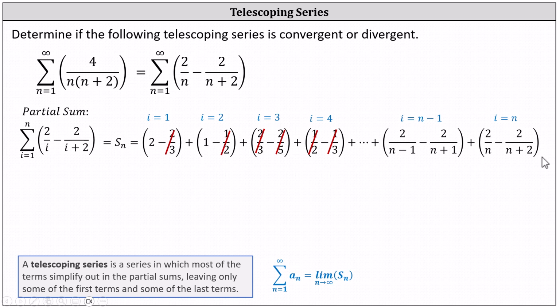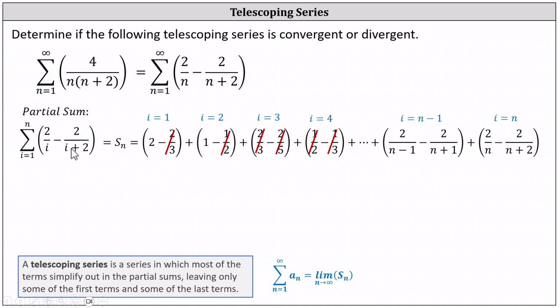And now let's take a look at the last two sets of parentheses. Let's first consider minus 2 divided by the quantity n plus 2. This will only simplify out when we have a positive 2 divided by n plus 1, which we won't get because notice the maximum value of i is n, not n plus 1, so we'll never get a positive 2 divided by n plus 1 from 2 divided by i. So minus 2 divided by n plus 2 will not simplify out, neither will minus 2 divided by the quantity n plus 1. However, positive 2 divided by n minus 1 will simplify out with a negative 2 divided by n minus 1, which occurs when i is equal to n minus 3.